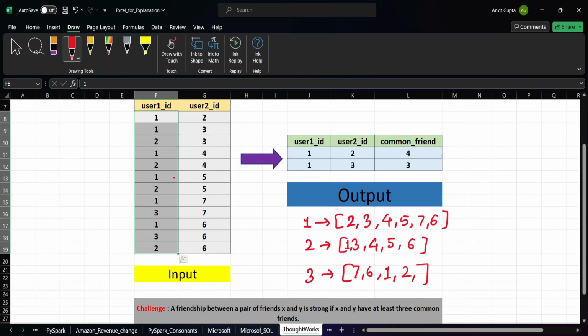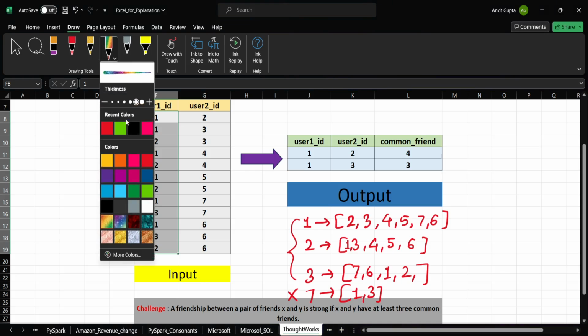And for the other users we can also find. Let me write for one more user. For 7 we have 1, and for 7 we have 3. Other than these three IDs, you will not see any ID where we have three or more common users.